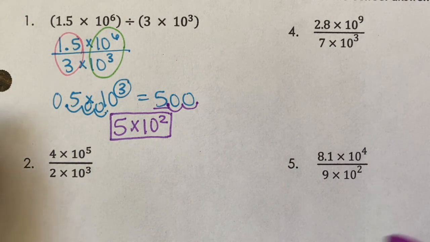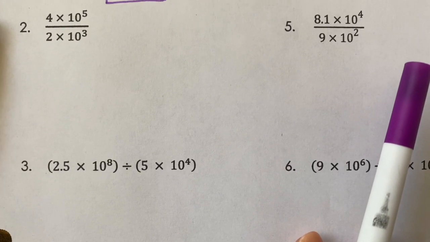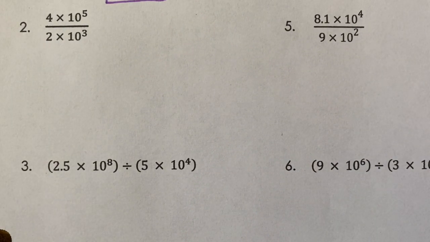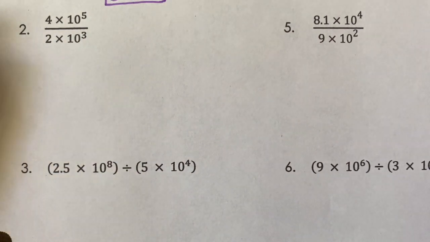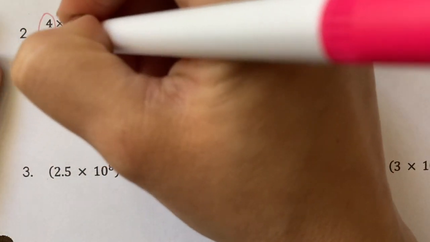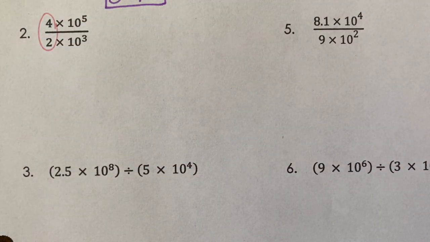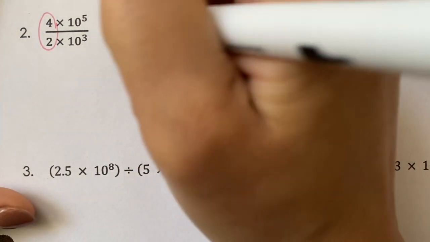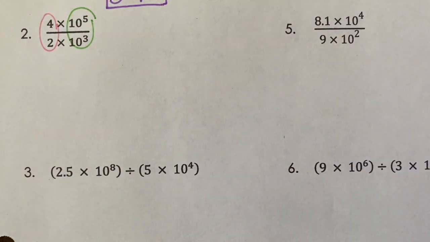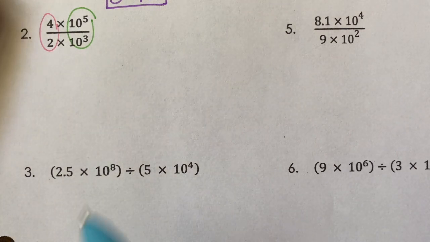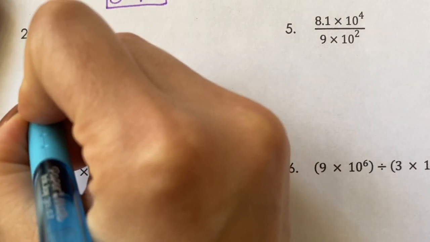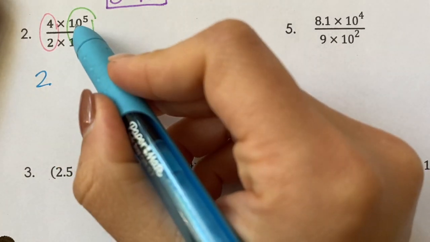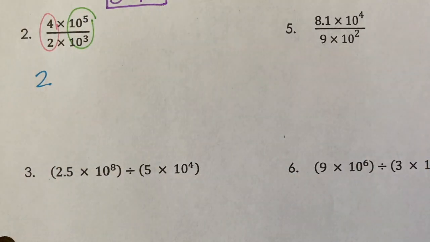Okay? So let's go ahead and do number 2. Thankfully, step 1 is already done for us here, so we don't have to rewrite our problem as a fraction. We're going to circle our numbers because we're going to end up dividing those. We're going to circle our tens with the exponents because we're going to divide those. This one's a little bit easier. So we have 4 divided by 2 is 2. 10 to the 5th power divided by 10 to the 3rd power.